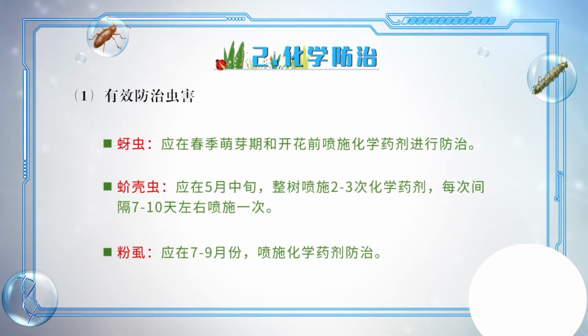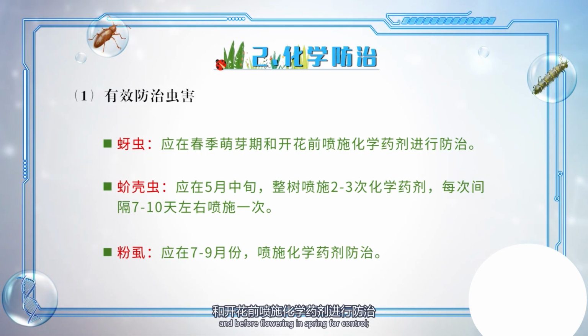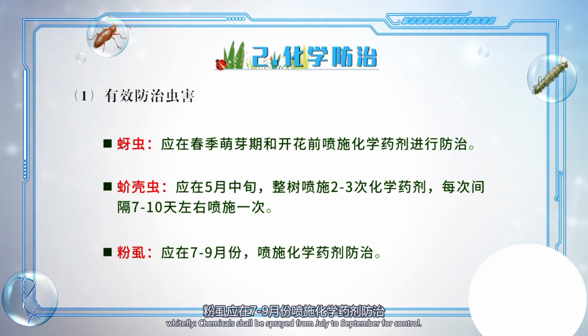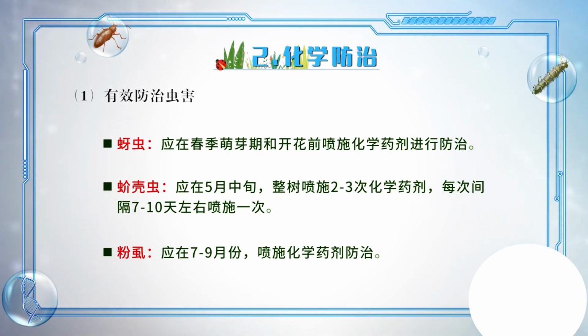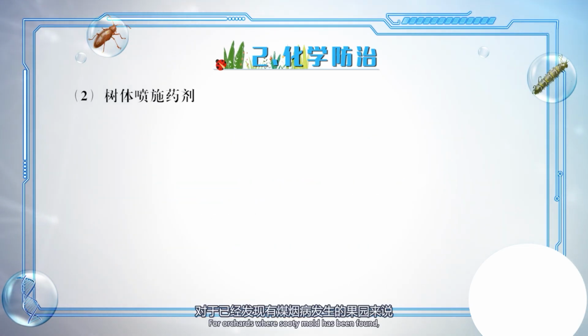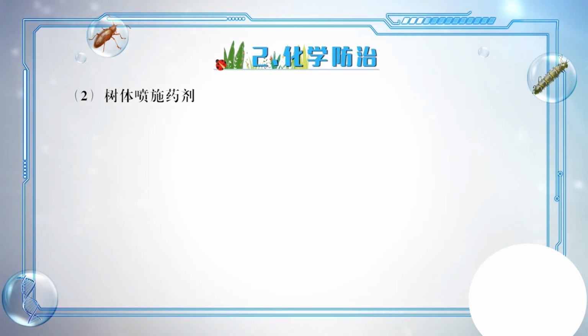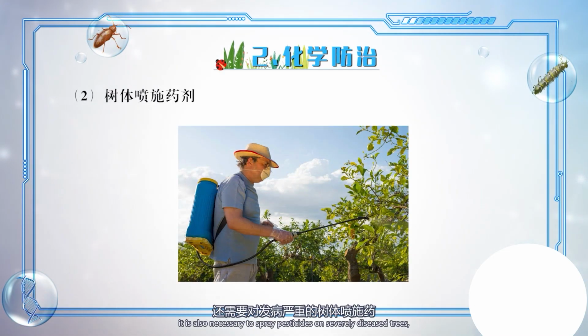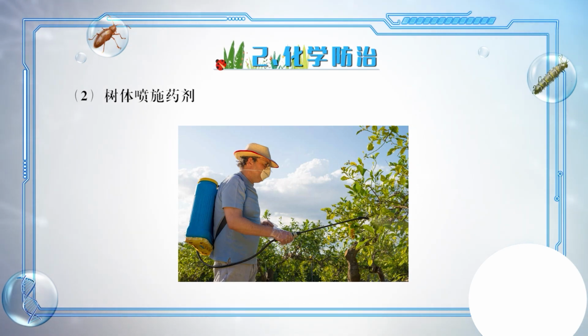For example, for aphids, chemicals shall be sprayed during the germination period and before flowering in spring for control. In mid-May, for the whole tree, scale insects, chemicals shall be sprayed 2 to 3 times, with an interval of about 7 to 10 days each time. Whitefly, chemicals shall be sprayed from July to September for control. For orchards where sooty mold has been found, in addition to pest control, it is also necessary to spray pesticides on severely diseased trees or spray lime powder on the leaves to clean the soot after the rain.